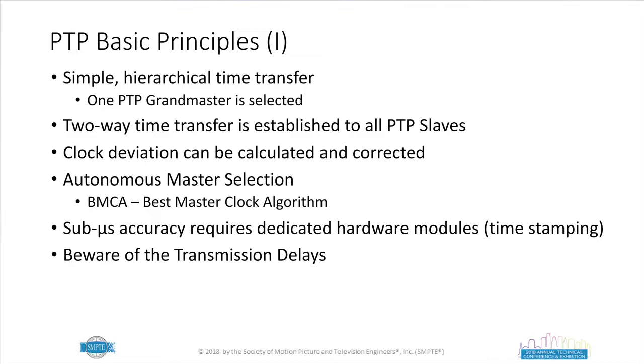It's a two-way time transfer model. The clock deviation is calculated and corrected, and it's done on a per message basis. So obviously you are continuously calculating and correcting. This is something that also can be perceived originally as a little scary because when you look at your PTP logs, you see that it's moving around all the time, but this is normal. This is the natural way the PTP operates, but it moves around in the nanosecond range.